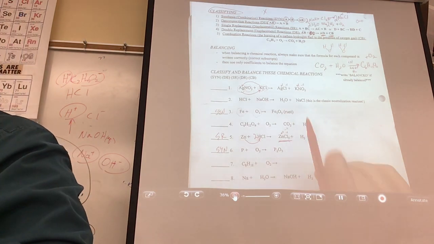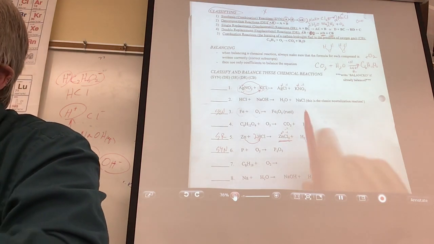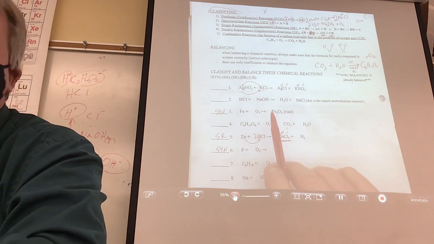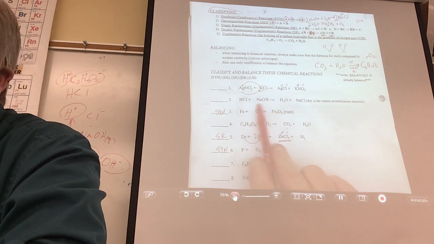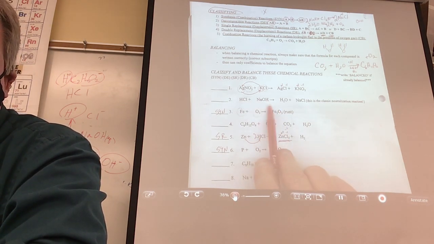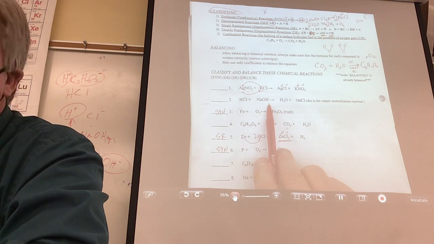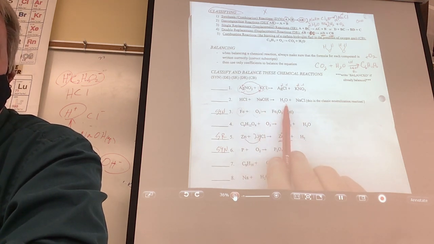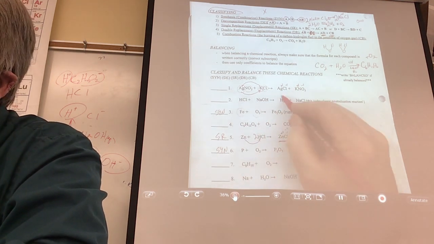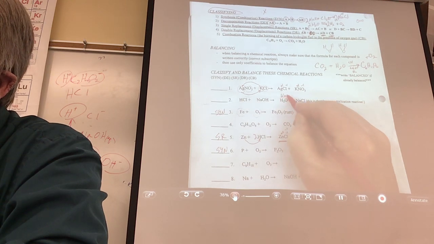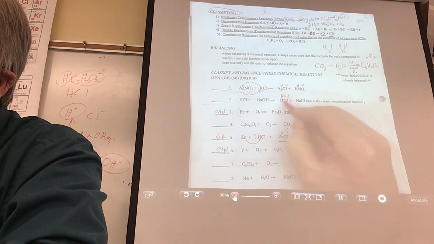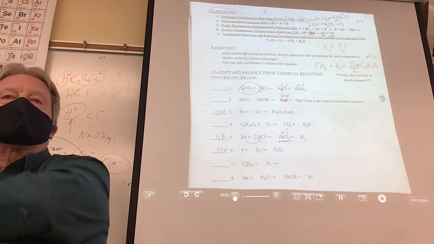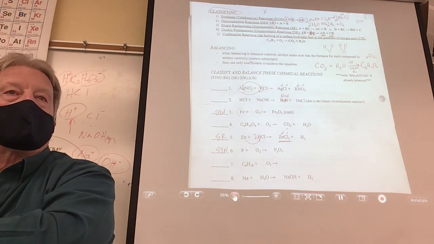Here's trick number 1. When you're trying to classify or balance equations, whenever you see a hydroxide on one side of the arrow and you see water on the other side of the arrow, if you'll write the water as HOH, watch what happens now. What does it look like? What kind of reaction does it look like?